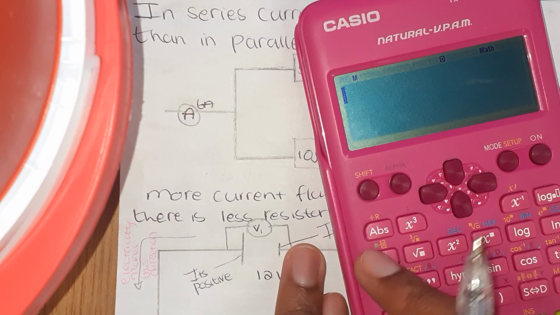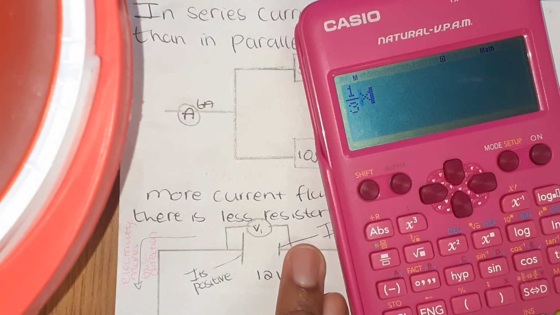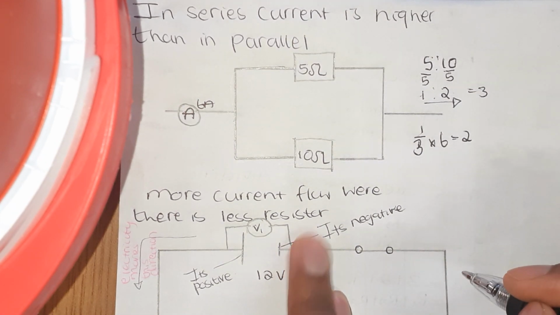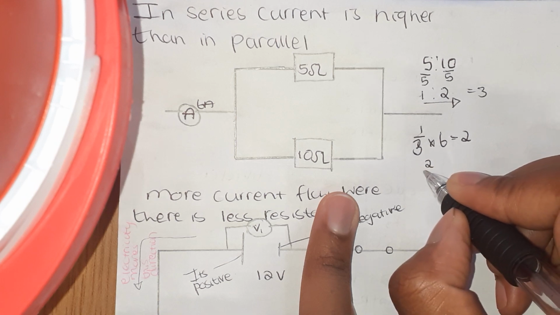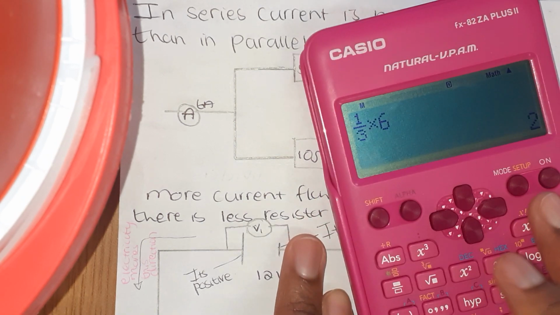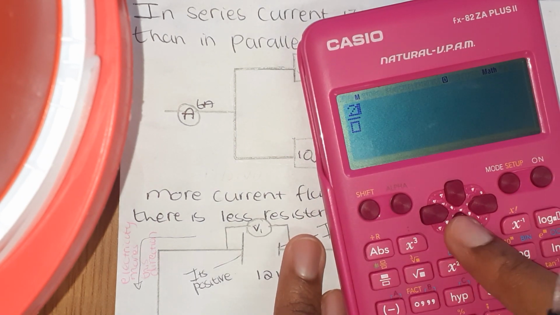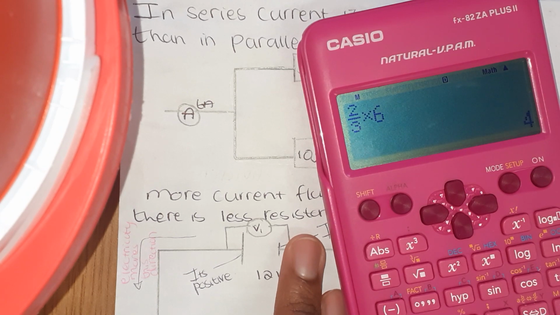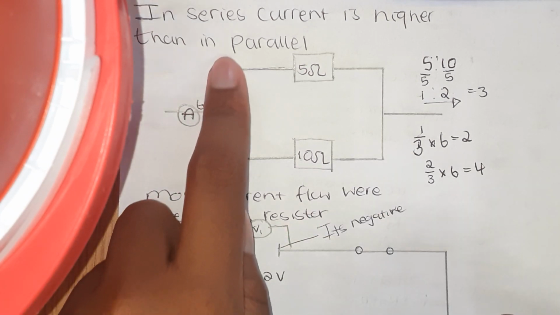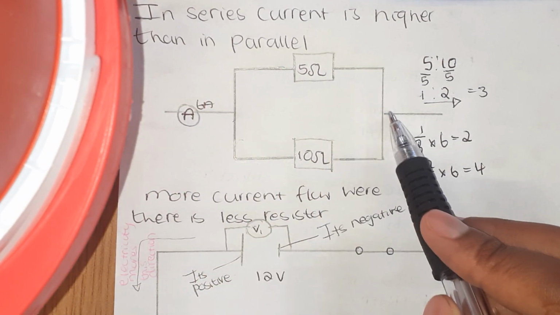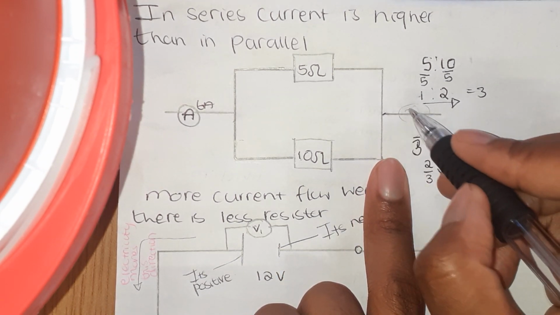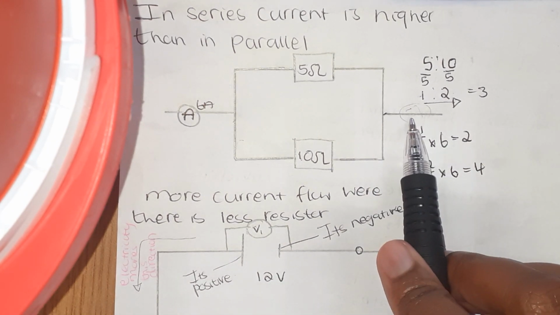That will be 1 over 3 times 6, and 2 amps will flow here. And then you will say 2 over 3 times 6, and that is 4. So 4 amps will flow here and 2 amps will flow here, and they will both meet here. And then in this line you will also have 6 amps on your ammeter if another ammeter is placed here.